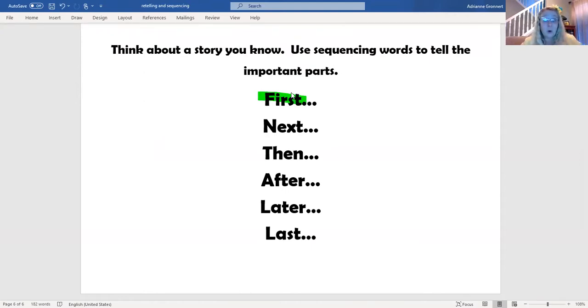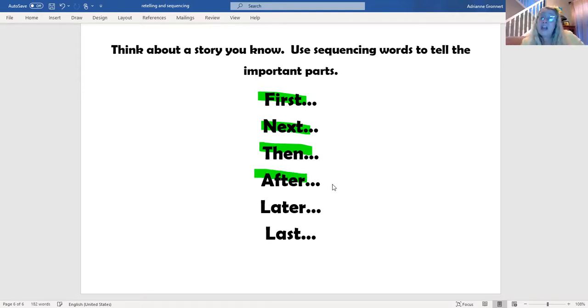First, the old woman and the old man make some gingerbread. Next, they put the gingerbread into the oven. Then the old man smells that yummy gingerbread and he opens up the oven and out pops the gingerbread man.